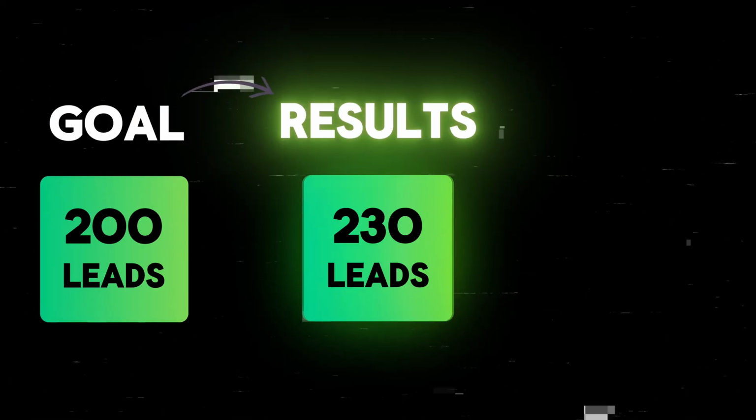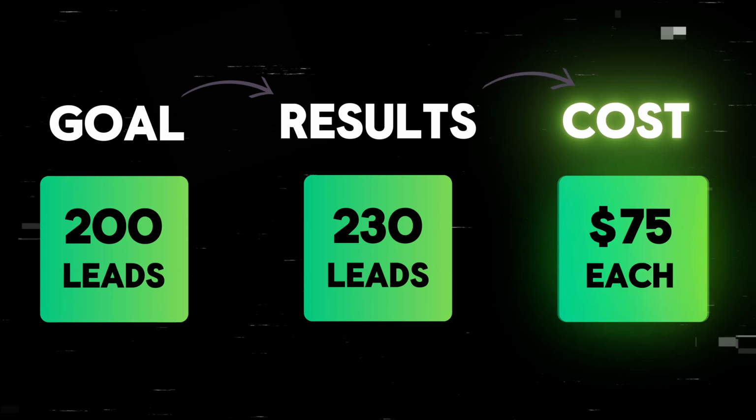And the 3 components of my lead generation scoreboard are the following: the goal that you determine, your results in relation to that goal, and the cost at which you're getting those results. And if you like the idea of my scoreboard, you're going to want to watch this second video because I'm going to teach you how to build one specifically for your business needs.